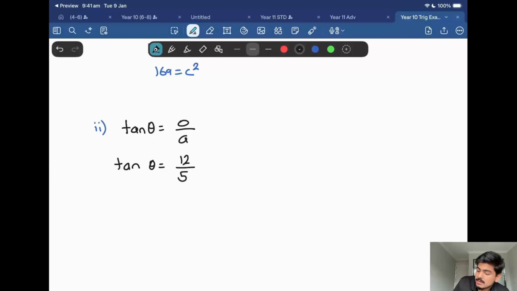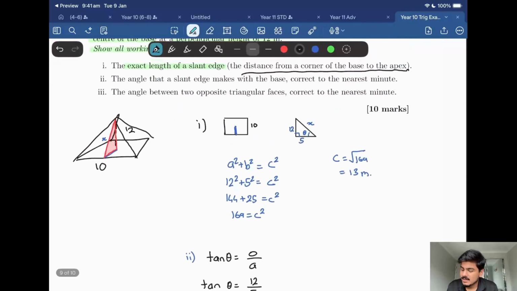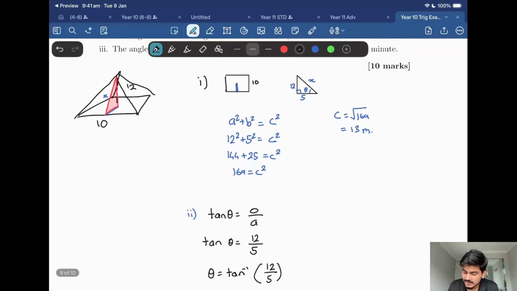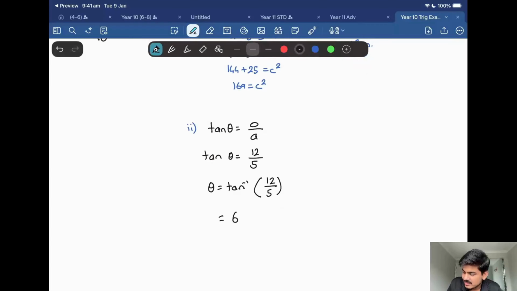And then you just take the inverse tan of that. So tan inverse of 12 over 5 is 67.38. Okay, and we want to find that correct to the nearest minute. So that's 67 degrees and 23 minutes.